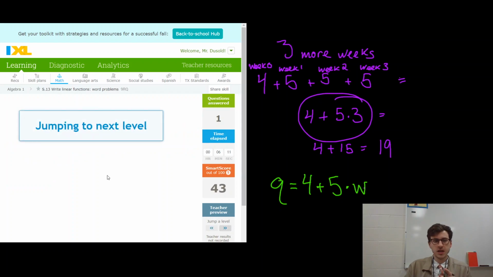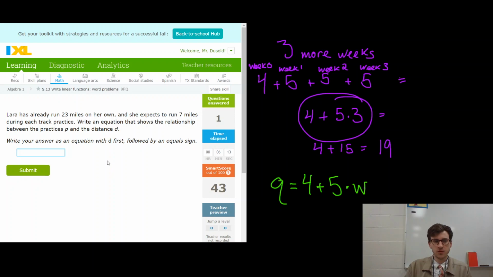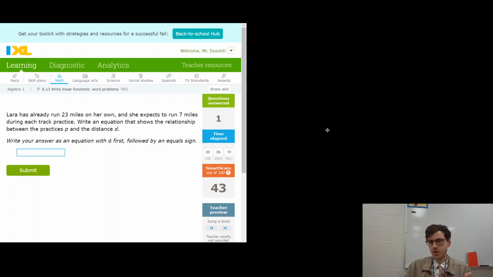So let's see if we can get, I know that they have some other types of problems. She's already run 23 miles. So let's do one more. Sure, why not? We can do one more example. She's already run 23 miles on her own. She expects to run 7 miles during each track practice. That's a lot of miles. Write an equation that shows the relationship between the number of practices, P, and the total distance that she's run, D. So, again, we know that she started by running 23.